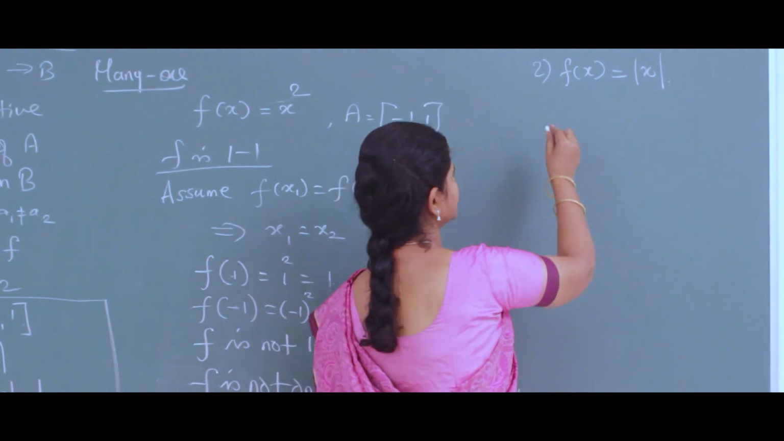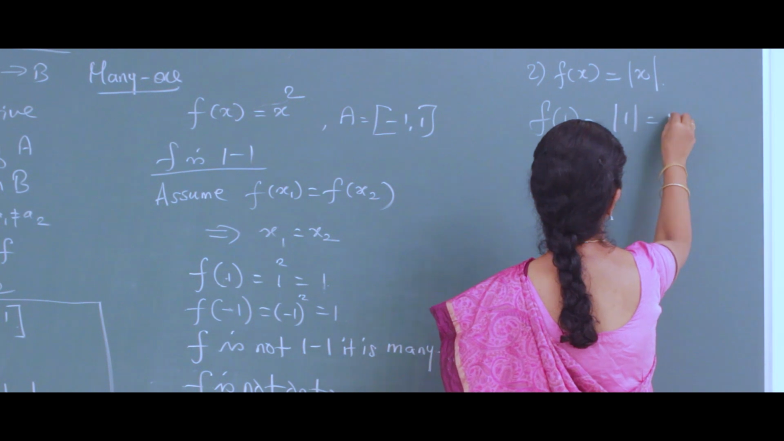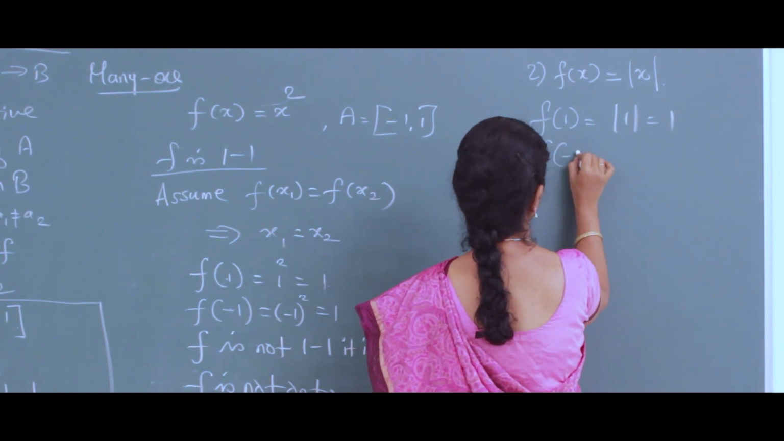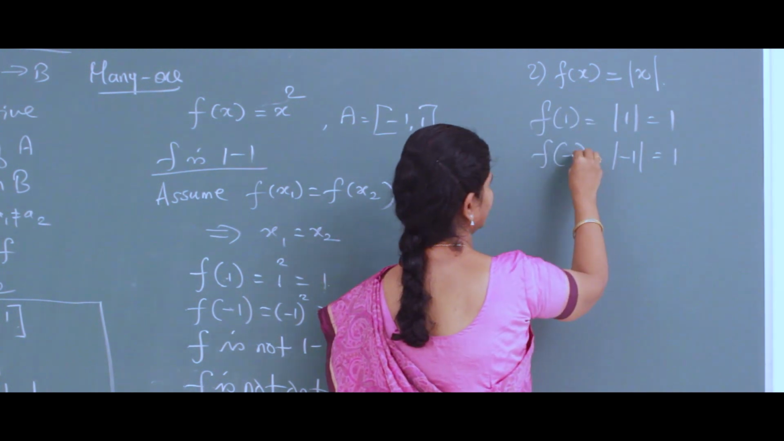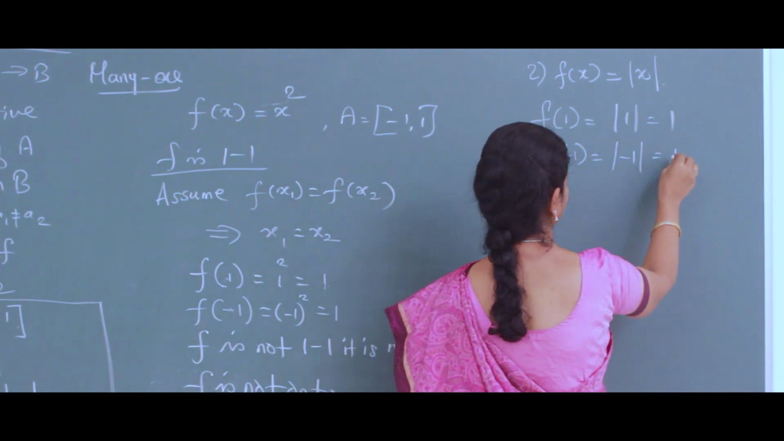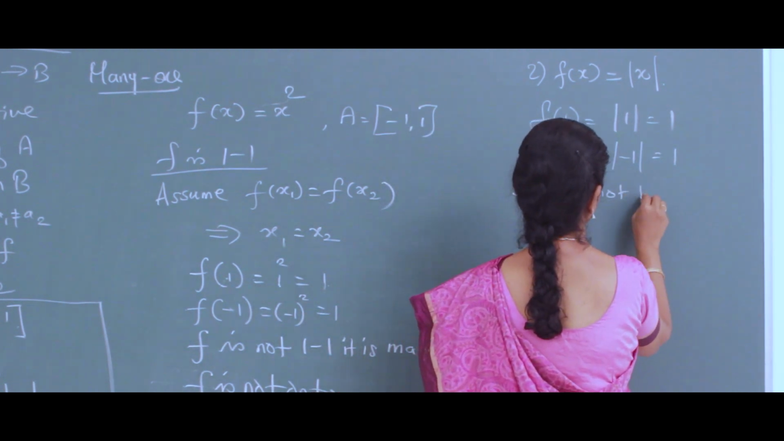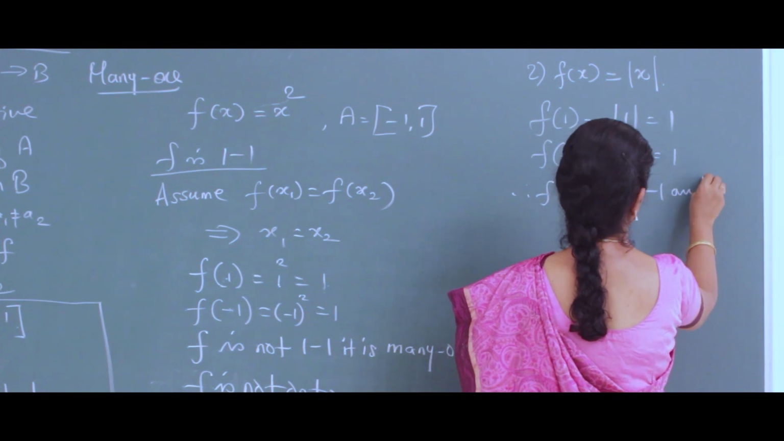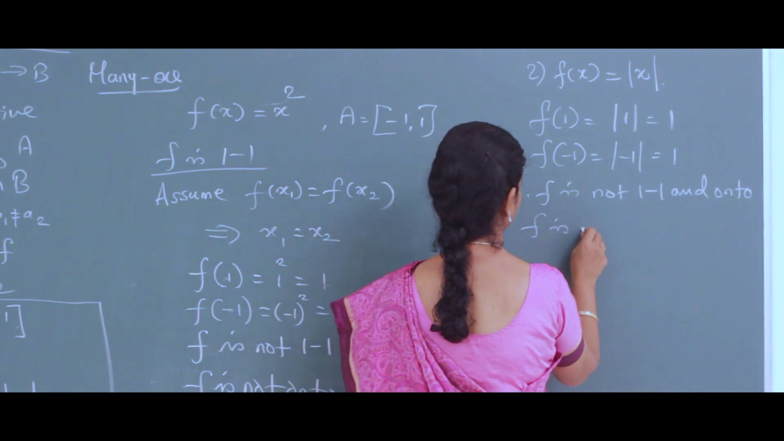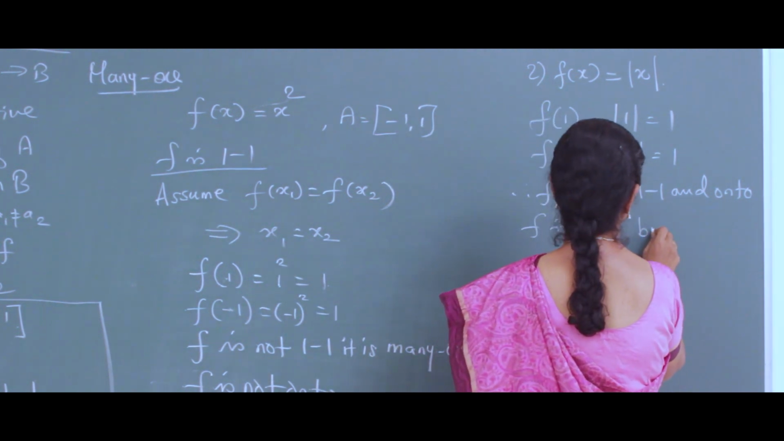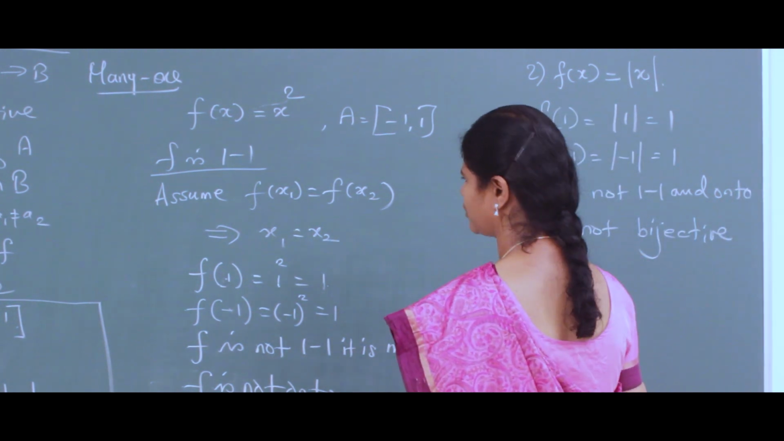Okay, so now what is f of 1? f of 1 equal to modulus 1 equal to 1. Next f of minus 1 equal to modulus minus 1 equal to 1. The two different elements have the same image, therefore f is not 1 to 1 and onto. Okay, therefore this f is not bijective. These are all 1 mark questions.